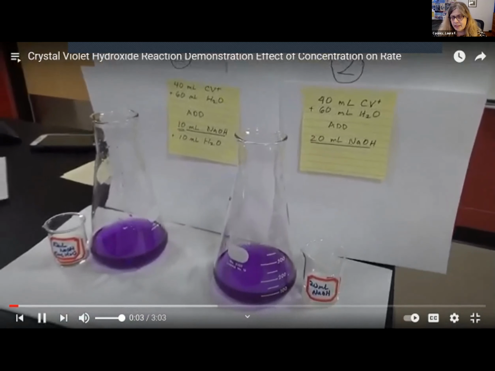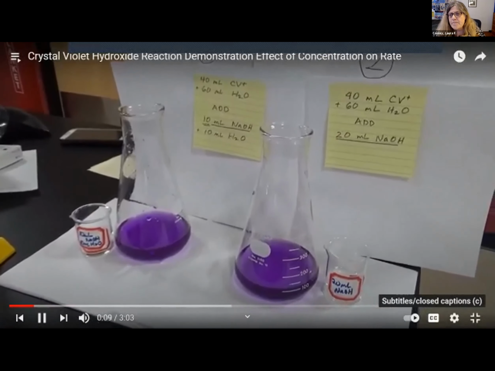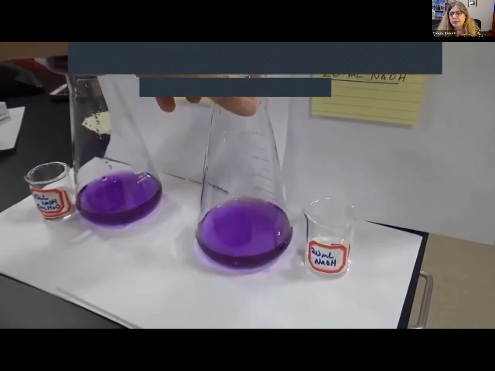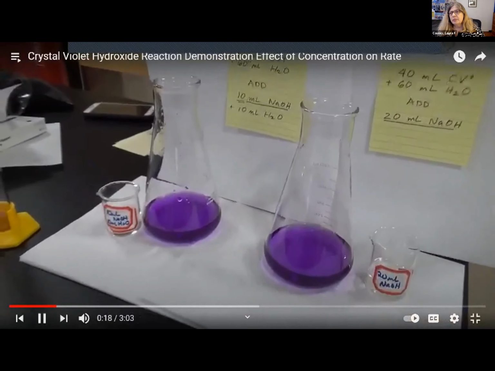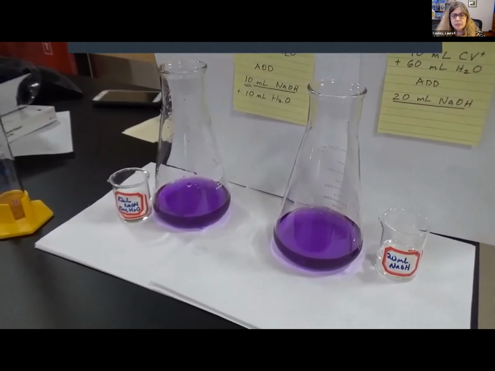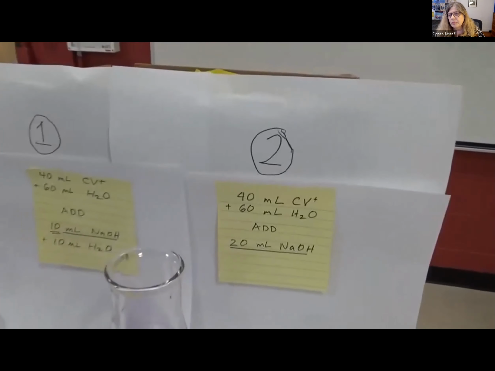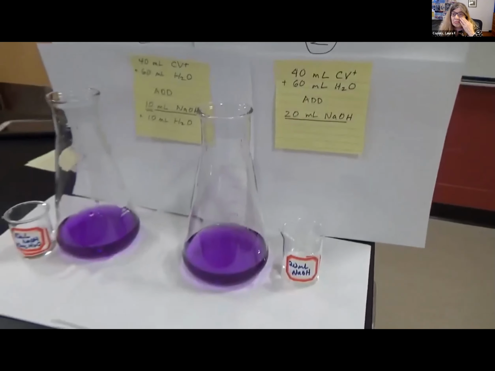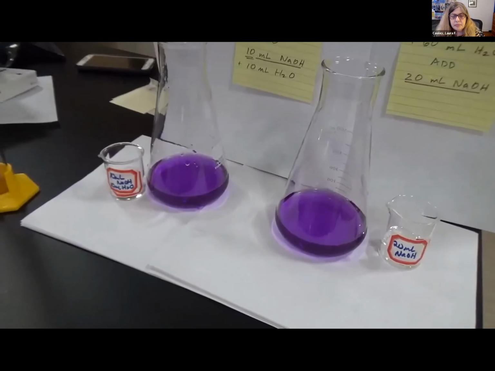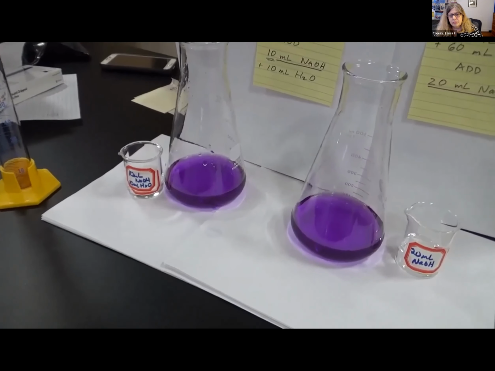So for this demo on the crystal violet hydroxide reaction, I have 2 500 milliliter Erlenmeyer flasks, as you can see, and they each have the same concentration of crystal violet, 40 milliliters of 3 × 10⁻⁵ molar crystal violet. I've also added 60 milliliters of water to each one. So they have exactly the same things in them. And next to each one, I have a little beaker. On the left one, I have 10 milliliters of sodium hydroxide, 6 molar, pretty concentrated, but I've diluted it with 10 mils of water.